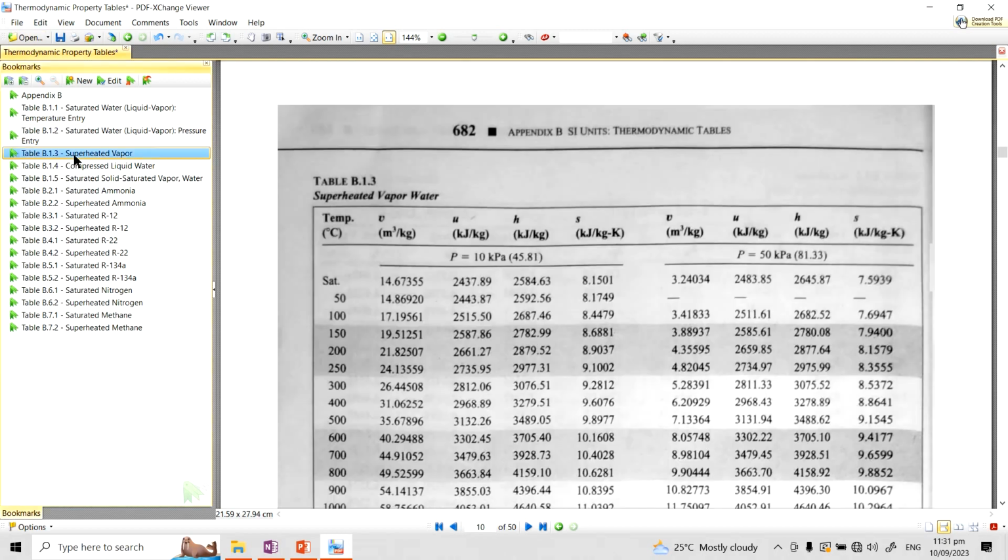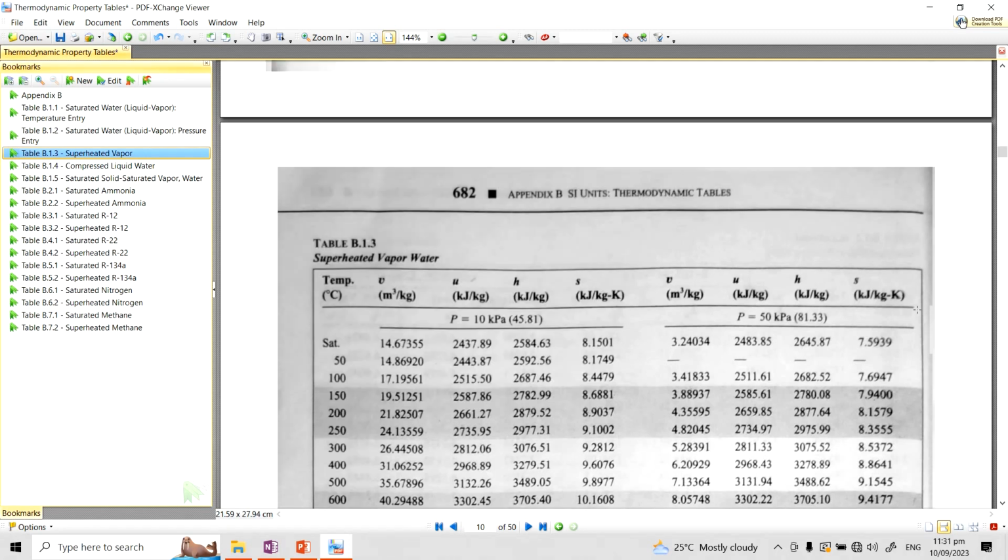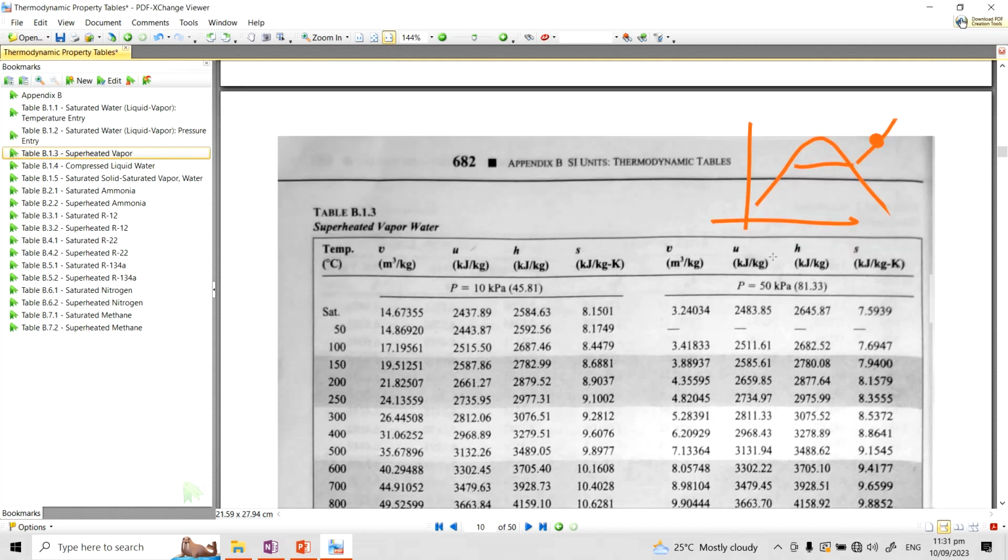Okay, so next one is the superheated vapor. If you recall our Pv diagram, let's say here's our saturated mixture line, and here's our superheated region. So it refers to this point right here. That is why you don't see any subscript anymore. There is no vf or vg or vfg because we are in this superheated region.